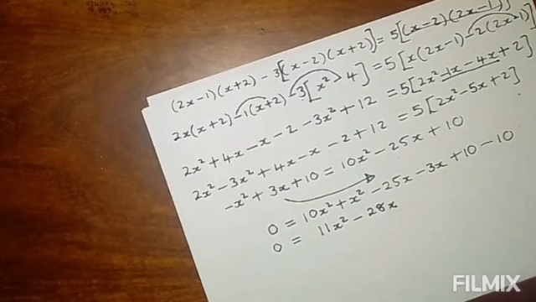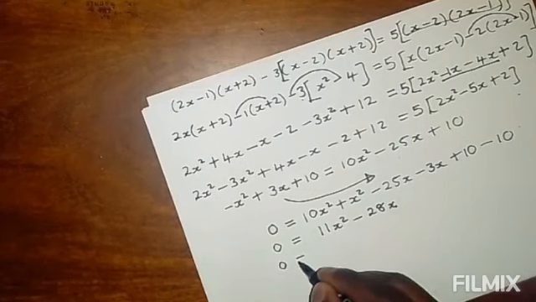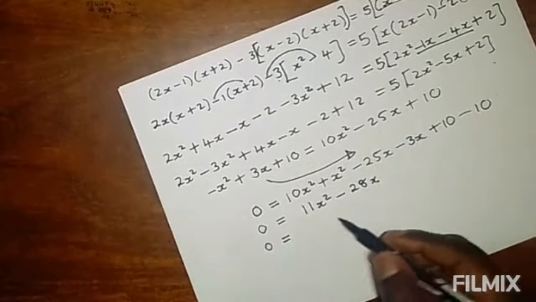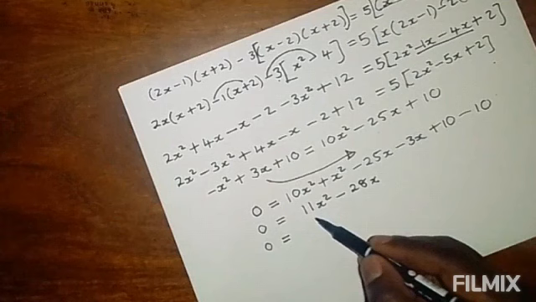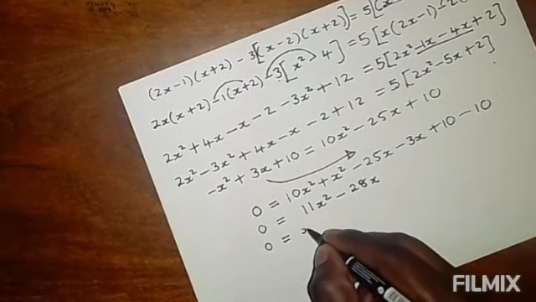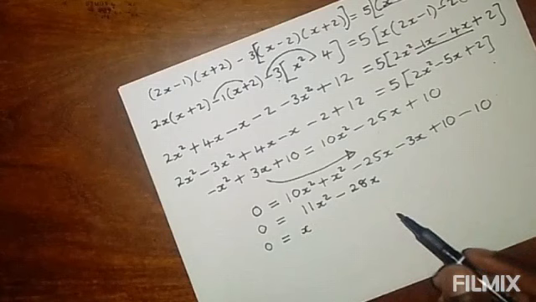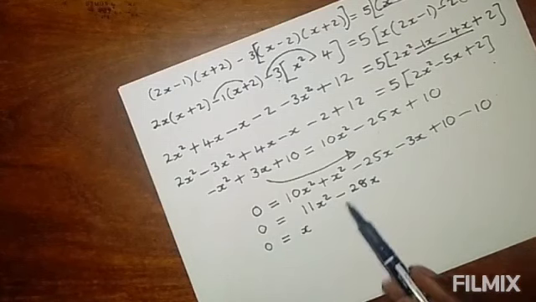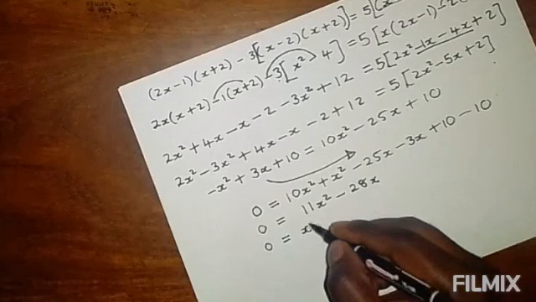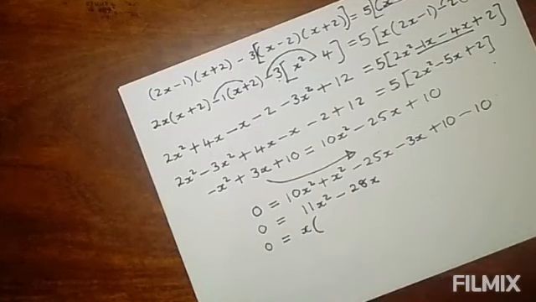Right, so we now have a quadratic equation, which is 0 is equal to 11x squared minus 28x. To solve this equation, you have to factorize. You can notice that the highest common factor of 11x squared and minus 28x is x, since there is no common factor between 11 and 28, but there is a common factor between x squared and x, which is x. So I'm going to put my bracket like this.